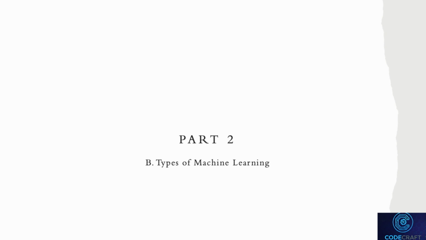Now that we've covered the basics of how we teach machines, let's move on to Part 2, Section B, where we'll dive into the different types of machine learning. This section is crucial because understanding the types of machine learning will help us see how AI systems are trained to learn from data in various ways, whether it's supervised, unsupervised, or reinforcement learning.